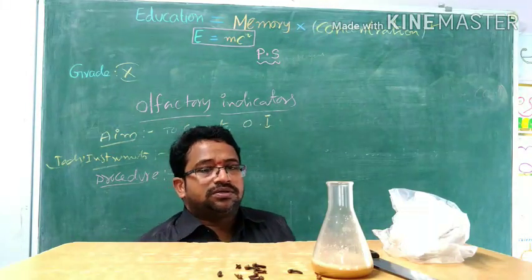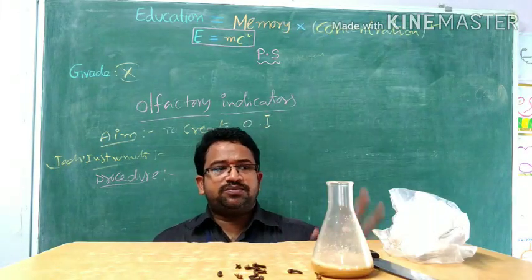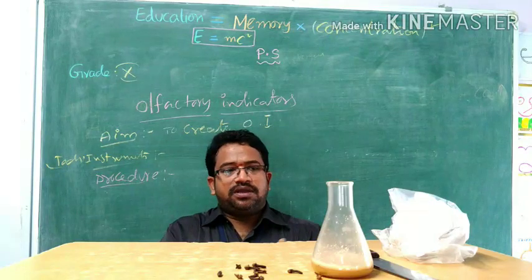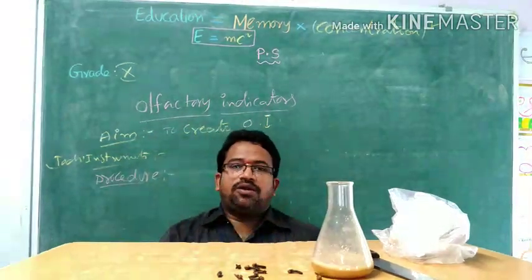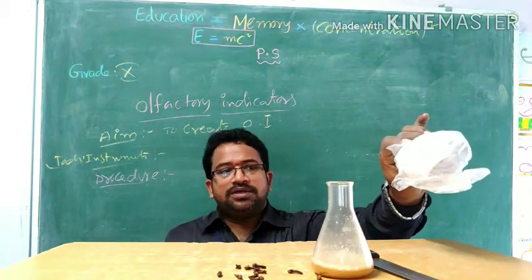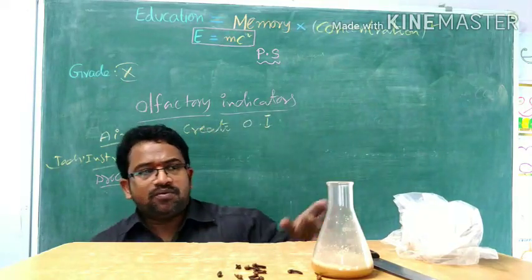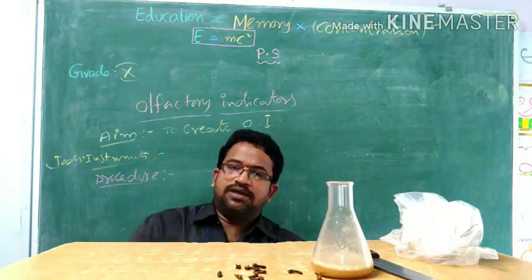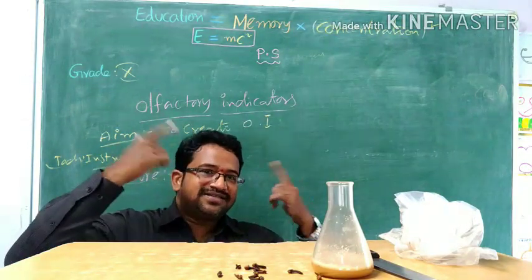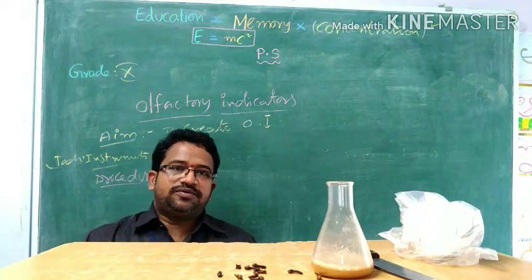I think you have understood how to create olfactory indicators. It is a very easy process. First take an onion and chop it into several pieces, keep them in a clean cloth, and insert them in a polythene paper. It should be kept overnight in the fridge, and tomorrow I will take it out again. Then sense what has happened to the smell. I think you can understand.